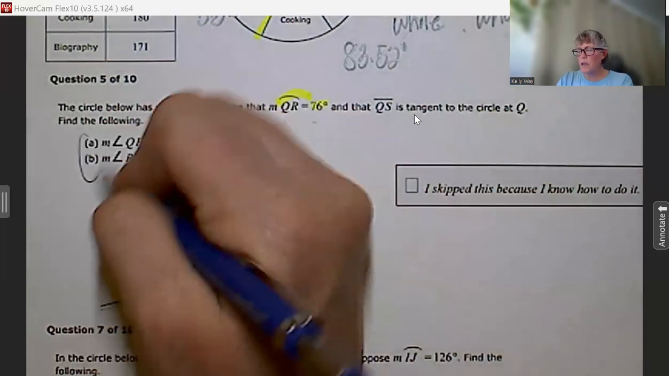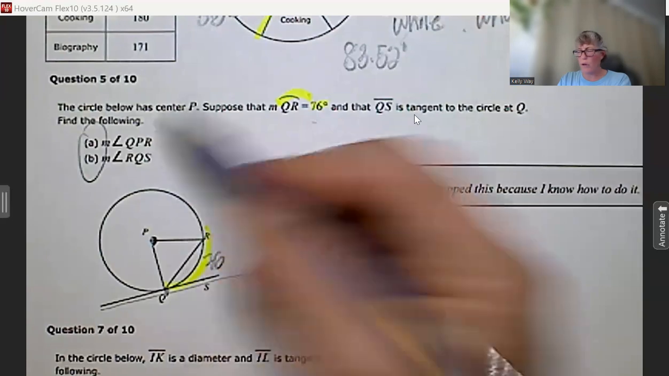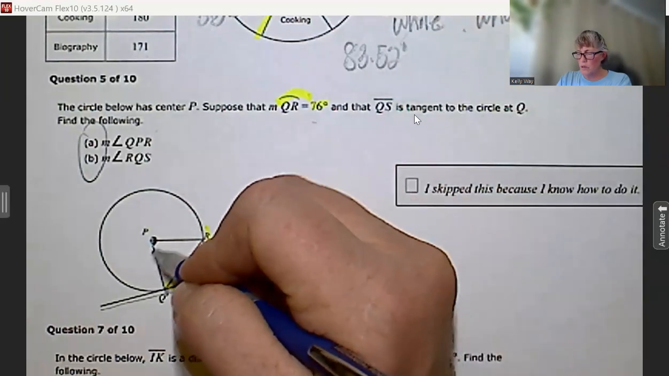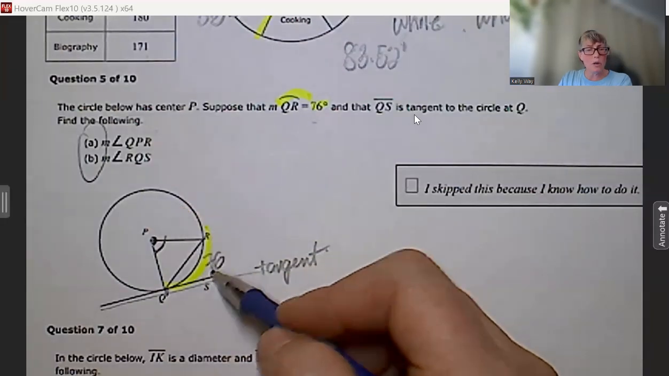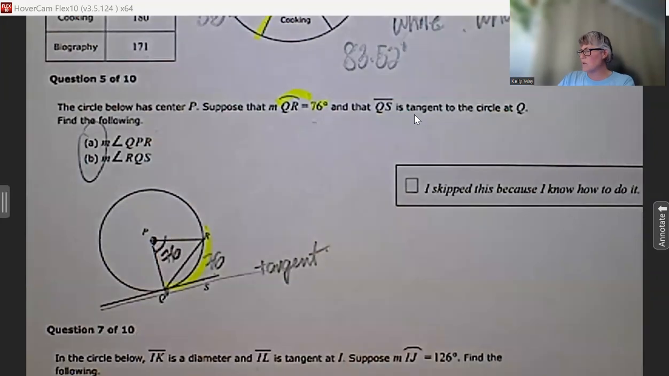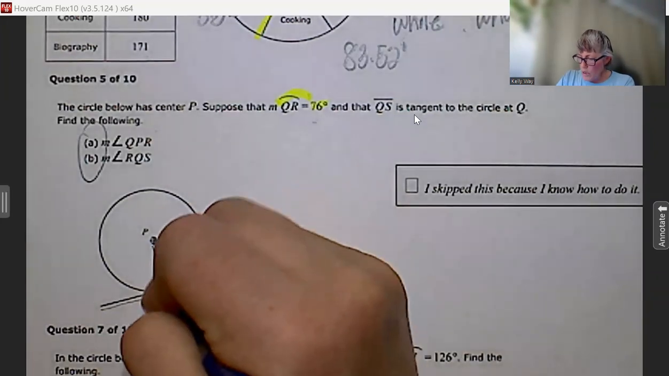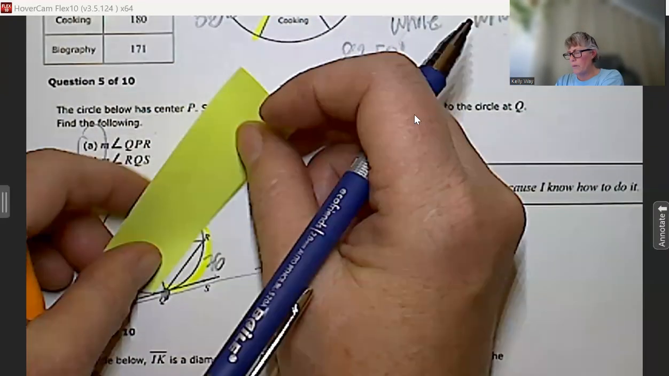Rather than simply looking for what's there, just find everything possible, then go for the answer. So we know this is a central angle. Why? Because we're told P is the center. The measure of a central angle and its arc are the same. So this is going to be 76. This isn't on here. So this is where you can frame.